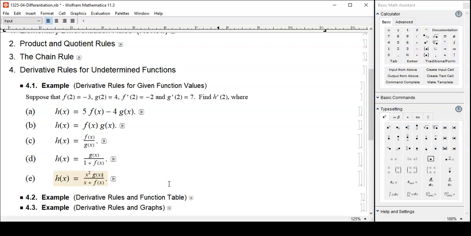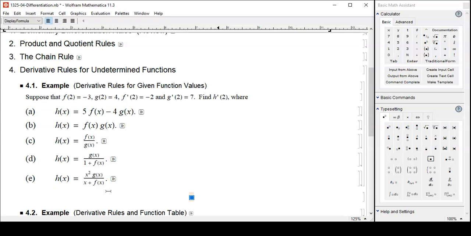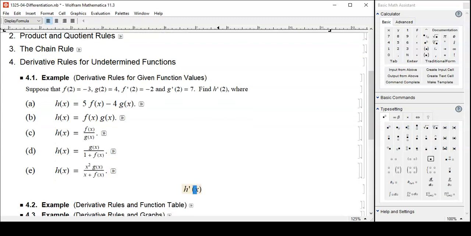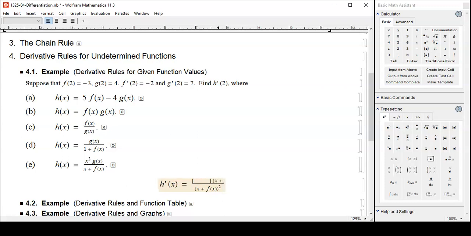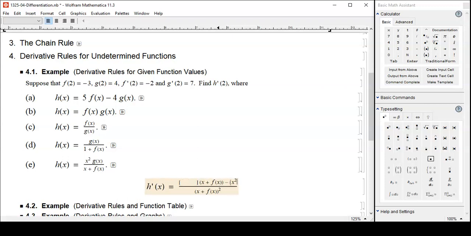A bit bigger challenge. How do you handle that? I'm not going to complete this problem for you. I'll stop halfway through. First, we have to use the quotient rule, right? The denominator squared. And then we have to use u prime v minus u v prime.